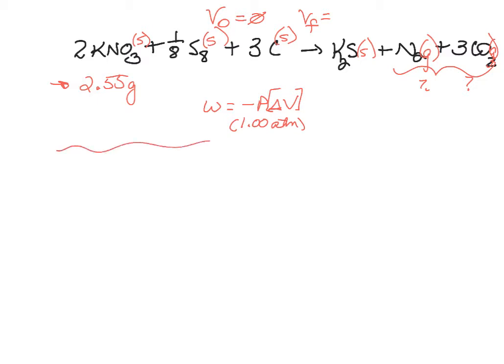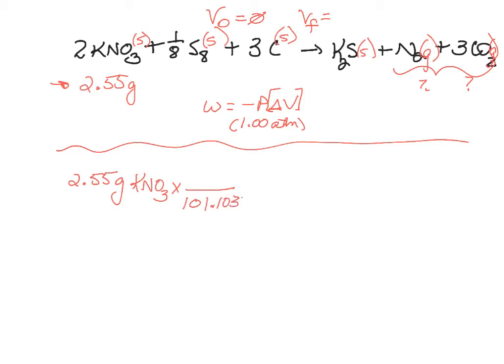So this is a tricky problem. They want you to do stoichiometry, which we learned last semester, in addition to using the work formula. So let's go ahead and do our stoichiometry first. This is good practice anyway, even though I'm sure you're all rolling your eyes at this problem, and I kind of am too. All right, so 2.55 grams of potassium nitrate. The molar mass of potassium nitrate is 101.1032.